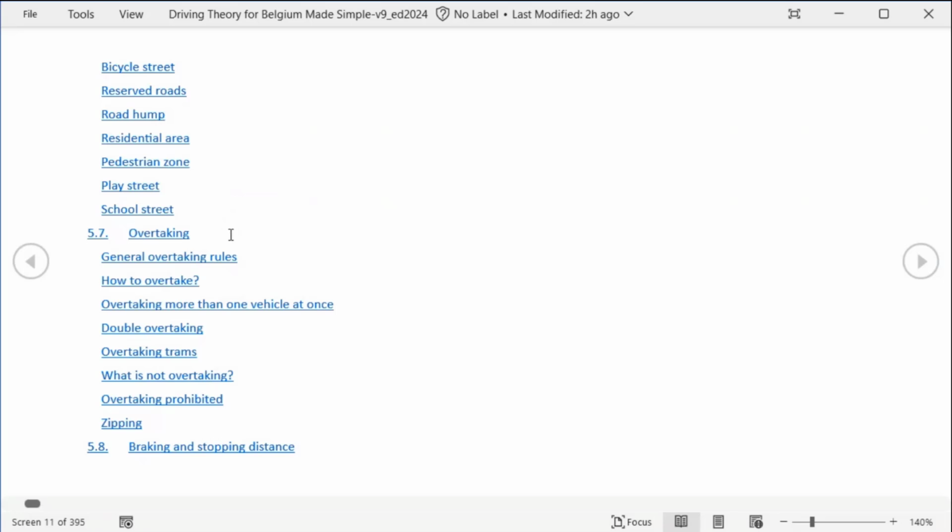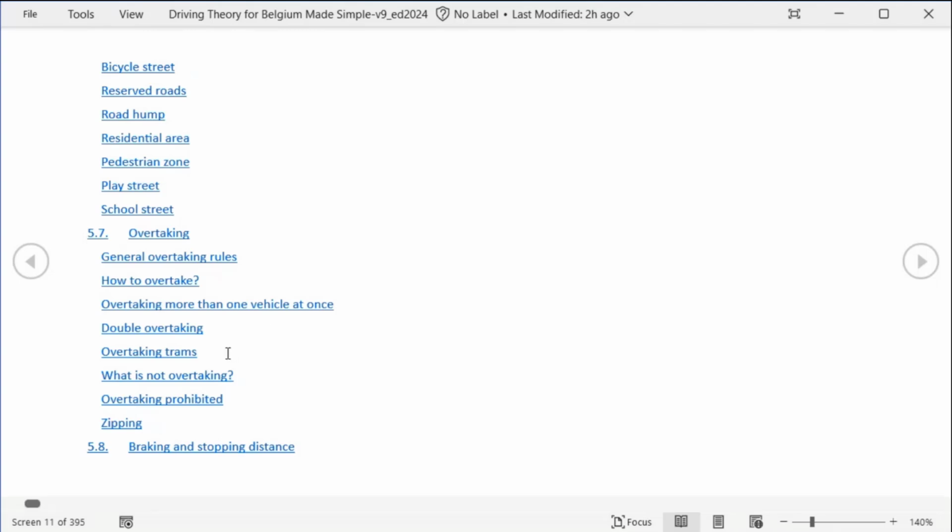Next, we move on to the overtaking topic. So here we will talk about general overtaking rules. What are the few general rules for overtaking? We will explain how to overtake, what you need to take care of, or what the steps are when you are overtaking. What is overtaking of more than one vehicle at a time? What is double overtaking? People usually get confused with these two terms, double overtaking and overtaking of more than one vehicle at a time. Where do these apply? Are there any prohibitions? What are the regulations for this?